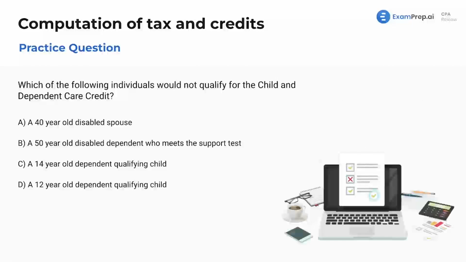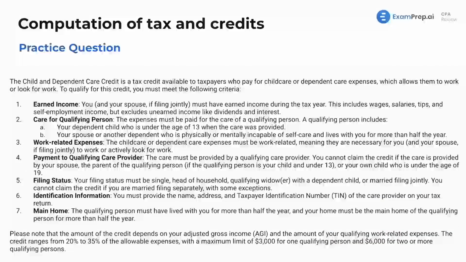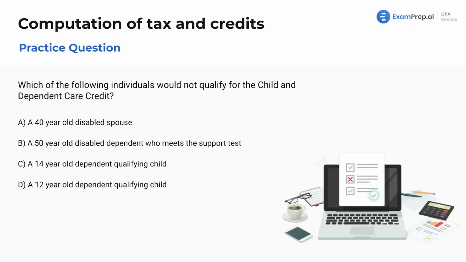It's all beneficial here. We see we've got basically two groups. We've got disabled spouse, disabled dependent, and then we've got dependent qualifying child, and we've got different ages here. So first off, we read our possible choices and we read our criteria, and we see that, okay, well, the age for children is 13, and we see that you can have a spouse or other dependent who's physically or mentally incapable of self-care and has lived with you for more than half a year. Again, the question doesn't even go into how long they've lived with you. So it looks like the older individuals here, the 40-year-old disabled spouse and the 50-year-old disabled dependent, these would qualify.